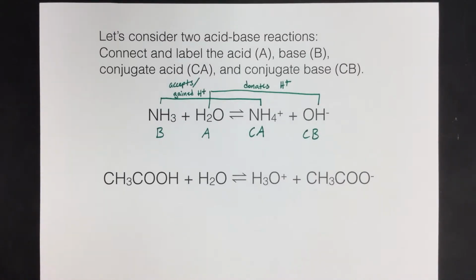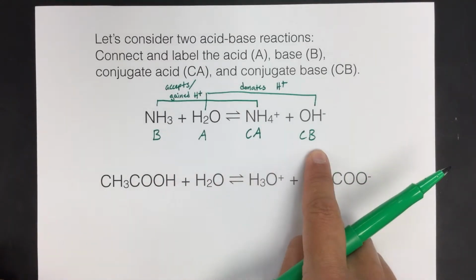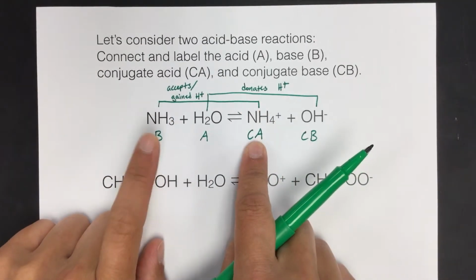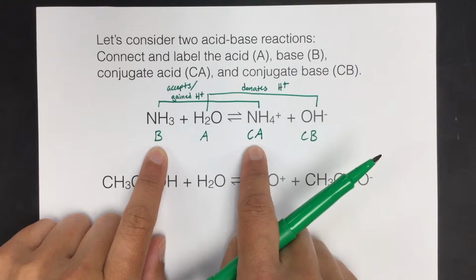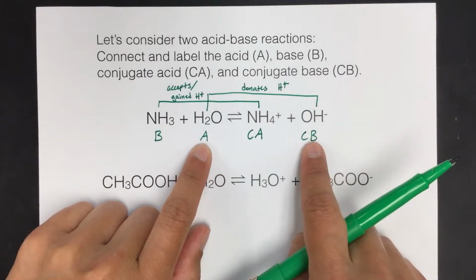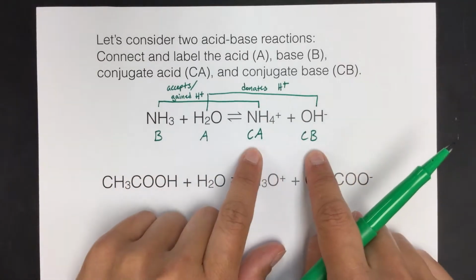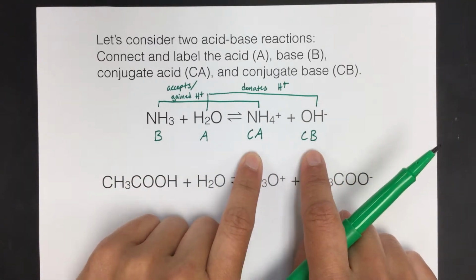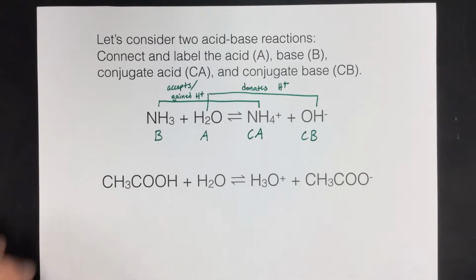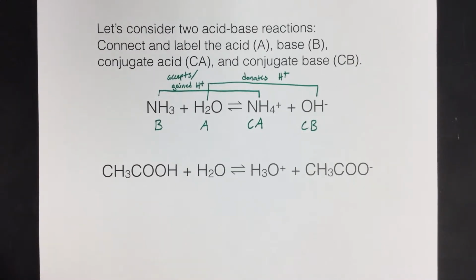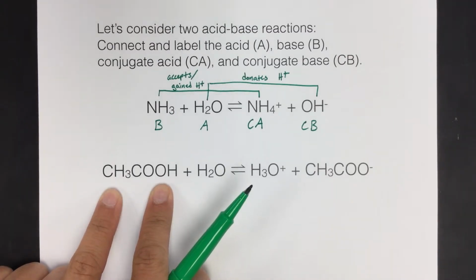And it's easy to check for this because you have to use them all once. Conjugate pairs should be a base and its conjugate acid, or an acid and its conjugate base. And on the left side, you'll have an acid and a base, and on the right side, you'll have the conjugate acids and bases. Okay, so if we look at the next one, we'll do this one more quickly. Let's first connect the conjugate acid-base pairs.